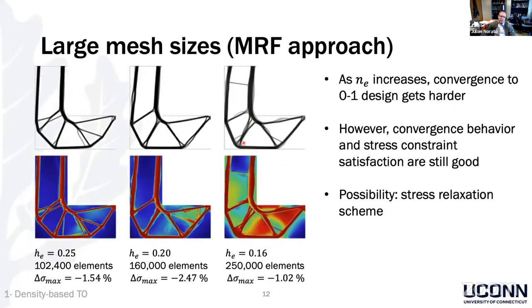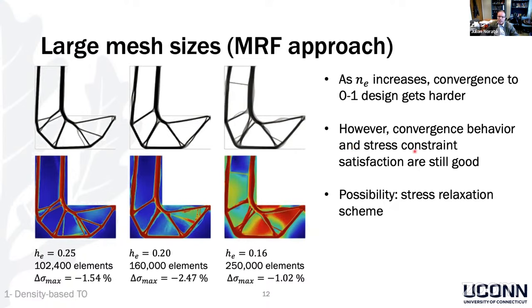Unfortunately, when we go to large mesh sizes, we start seeing a little bit more difficulty in converging to a 0-1 design. So this is the same L bracket problem with 102,000 elements, 160,000 elements, and 250,000 elements. Interestingly, the convergence is still good. When you look at the convergence plot, it still looks smooth, and the optimizer is still able to satisfy the stress constraint. We are slightly below, but in all cases the constraint is inactive and therefore satisfied. And you see that in some of these void regions, the relaxed stress is coming very close to the stress limit for that load case.